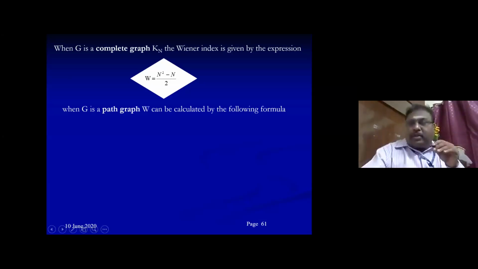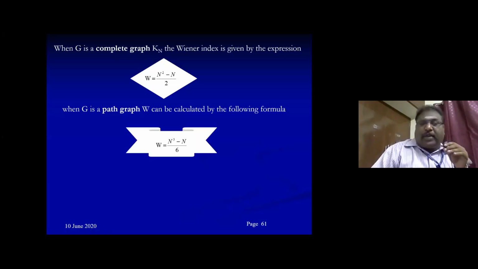Fine. This is what I want to view. Let G be a path graph. If we calculate, the answer is (n cube minus n) by 6. n cube minus n by 6.